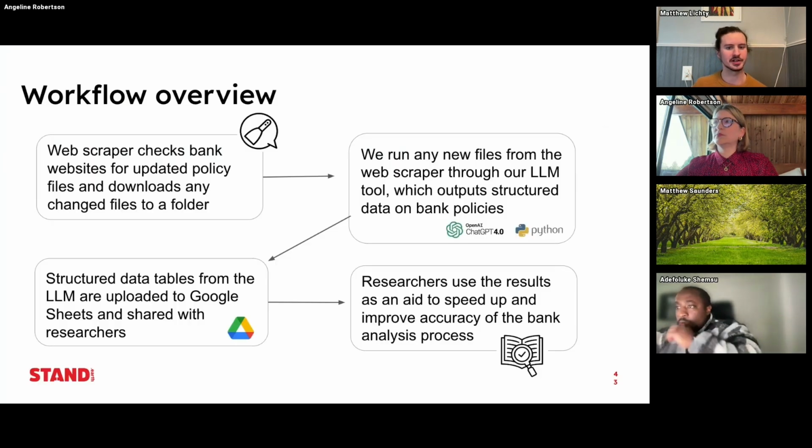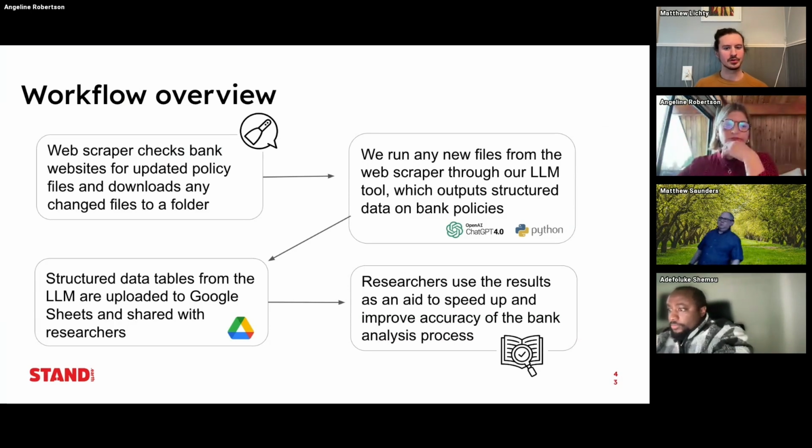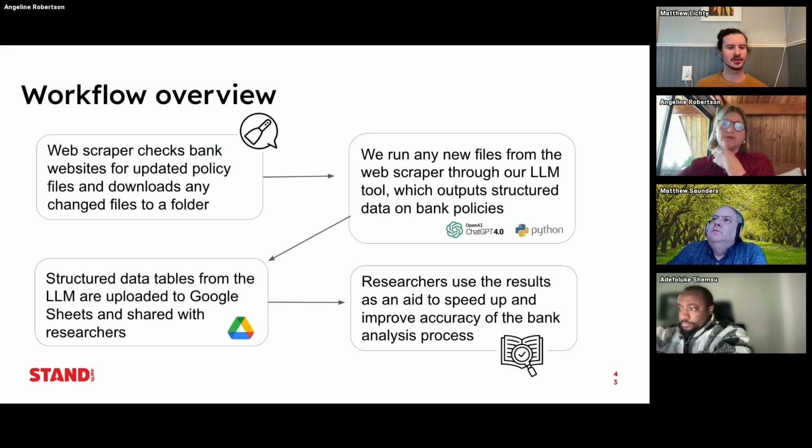This workflow in production starts with a web scraper that checks banks' websites for updated policy files and downloads any changed files into a folder. Then we run that folder of new files through the LLM tool with Python code and the assistants that we've already made, and we get structured data about bank policies. The structured data tables are uploaded to Google Sheets and shared with researchers, who can then use the results as an aid in their bank policy analysis.